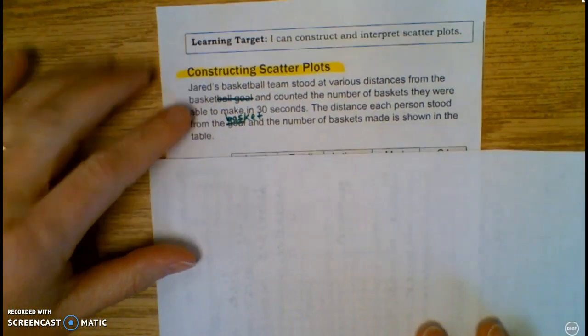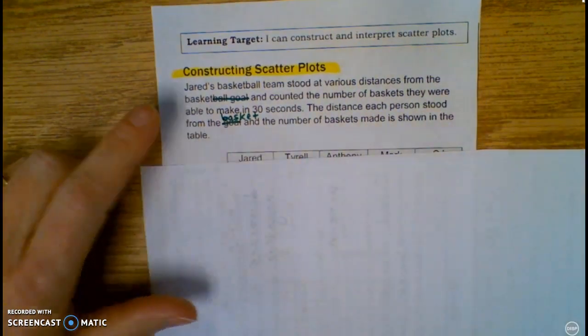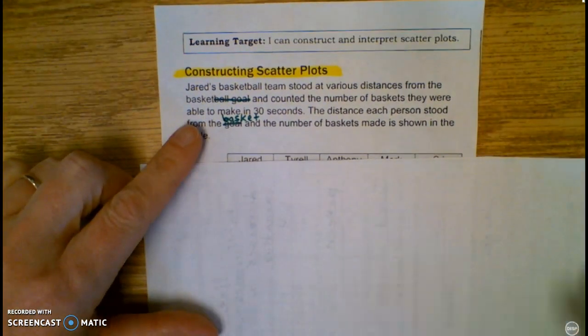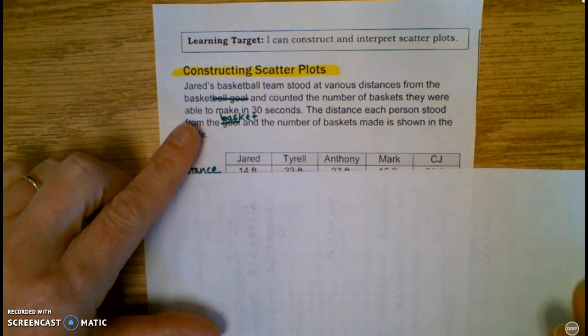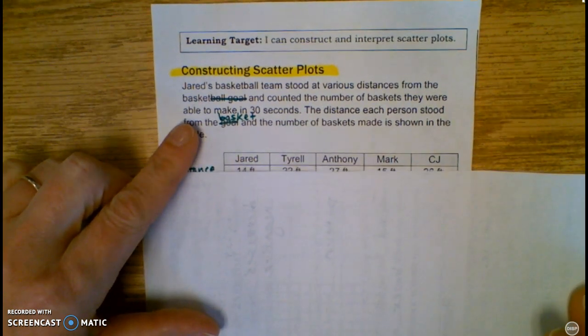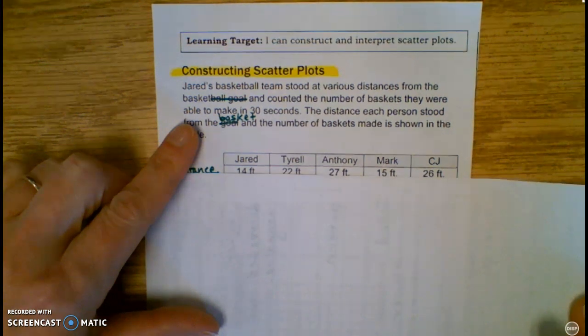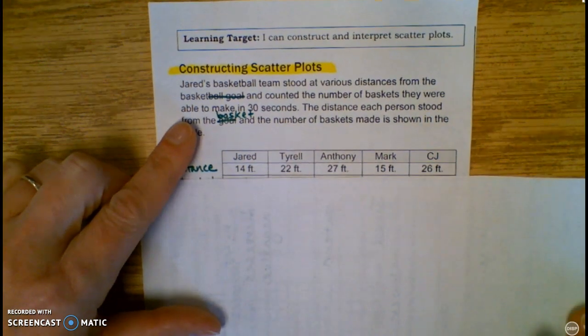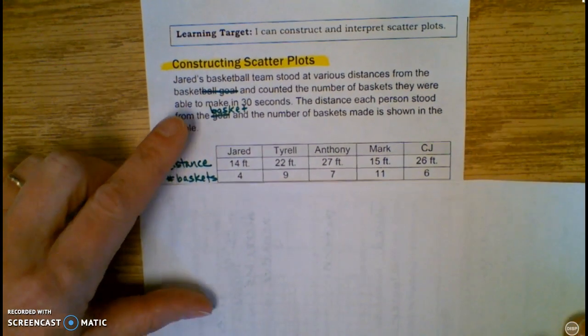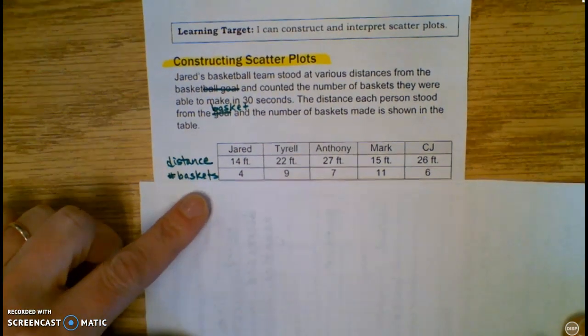I think that it says something about a basketball goal. That should be just a basket. So basically the data collected in front of us is students on a basketball team stood at various distances away from the basket, so you can see those are given to us in feet, and they try to make a whole bunch of baskets in 30 seconds. So underneath in the chart you get the number of baskets that each person made.